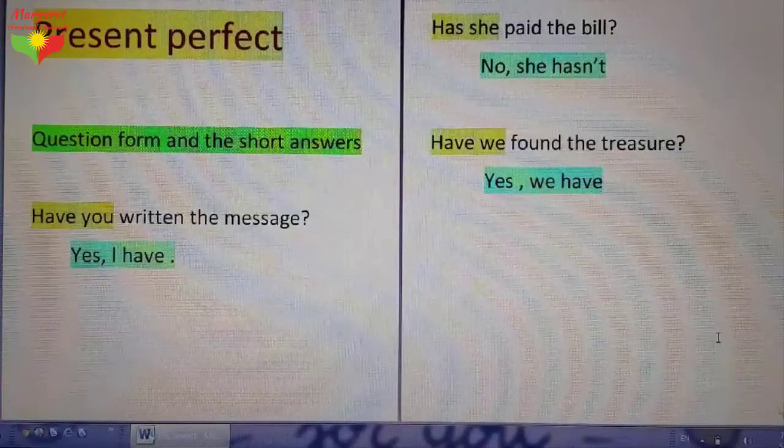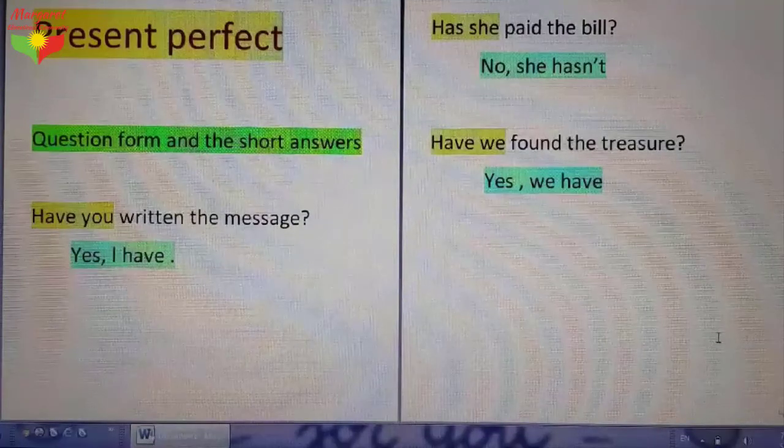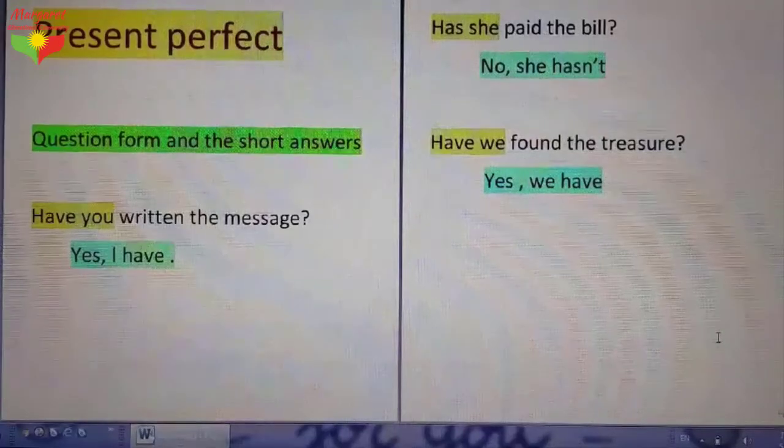We brought has and we put it at the beginning of the sentence. Then we put the subject after has. It will be: has she paid the bill? And we put the question mark as well.